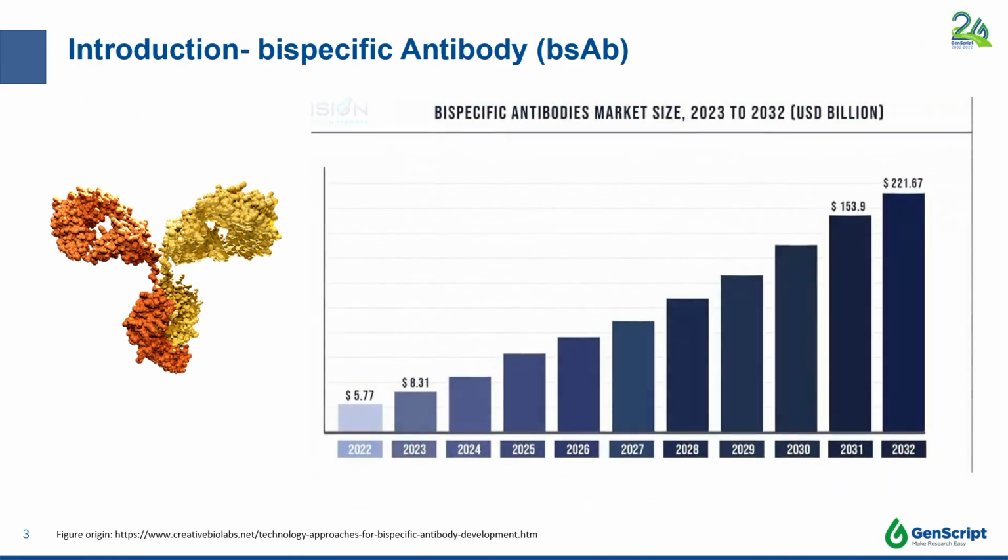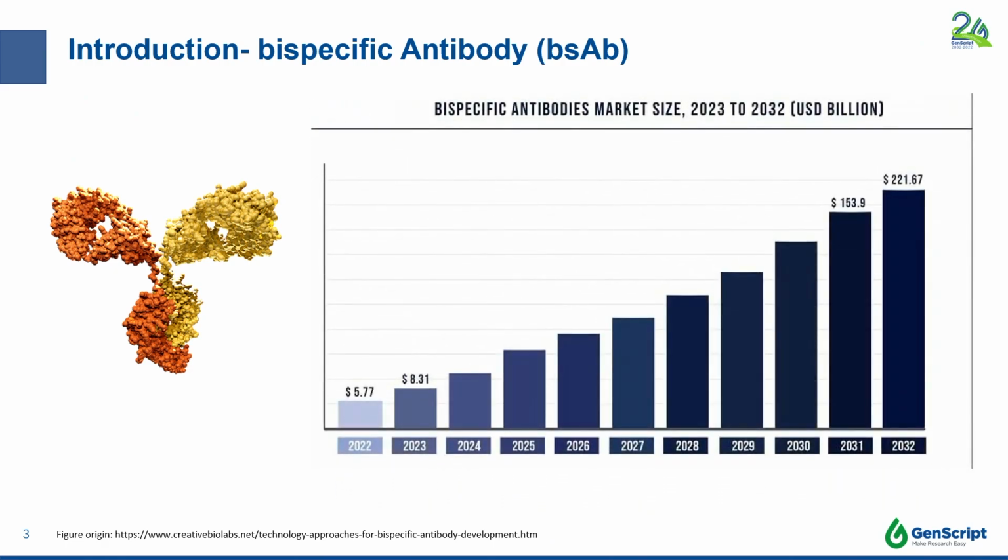If you look at the market trend, in 2022 the revenue generated was 5.7 billion, but this is predicted to go up at a compound annual growth rate of 24.1% to over 220 billion pounds in 2032. So as you can see, this is a really fast-growing market which therapeutic companies are looking to take advantage of.